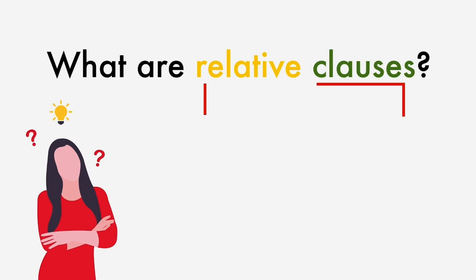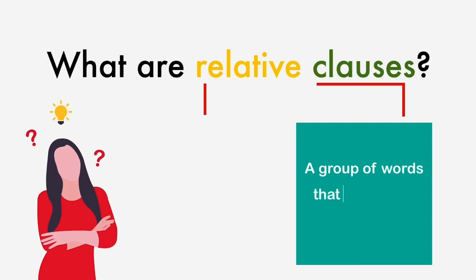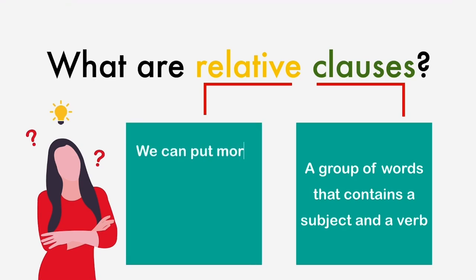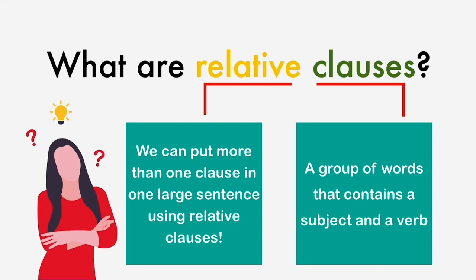So let's start with the word clauses. And what do I mean by clauses? It's a group of words that contains a subject and a verb. And we can use relative clauses to put more than one clause in one large sentence using them.